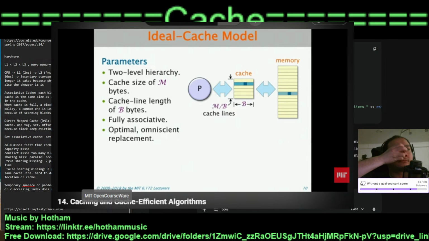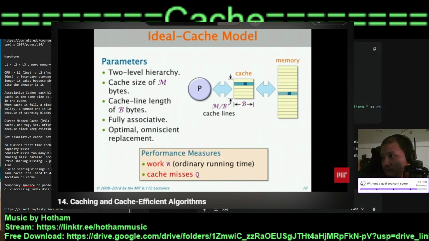It also assumes an optimal omniscient replacement policy. So this means that when we want to evict a cache block from the cache, we're going to pick the thing to evict that gives us the best performance overall. It gives us the lowest number of cache misses throughout our entire algorithm. So we're assuming that we know the sequence of memory requests throughout the entire algorithm. And that's why it's called the omniscient replacement policy. If something is in cache, you can operate on it for free. And if something is in main memory, you have to bring it into cache, and then you incur a cache miss.